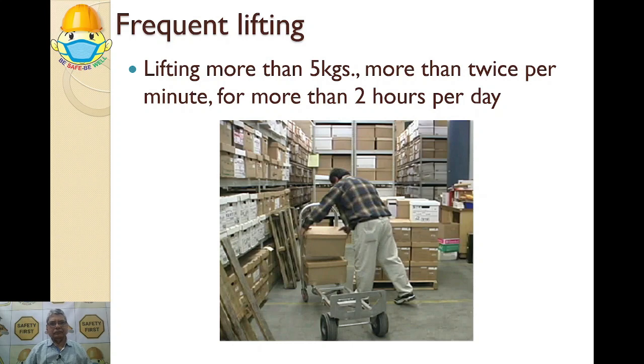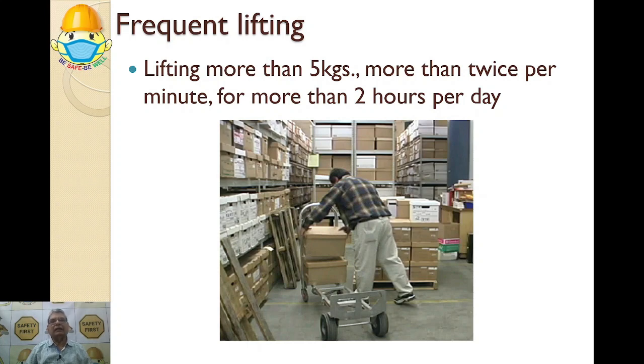Frequent lifting: more than 5 kgs, more than twice per minute, for more than 2 hours per day. So whatever the weight you are lifting manually, if it is beyond 5 kgs, the lifting should not be more than twice per minute, and that should not be carried out for more than 2 hours per day.